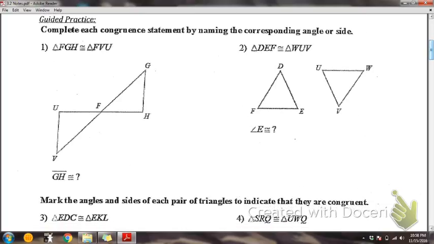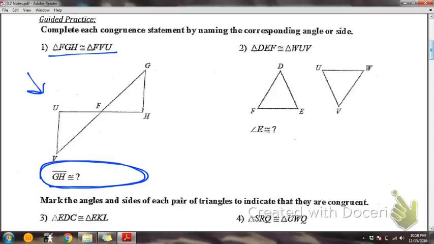So let's look at some practice problems here. It says, complete each congruency statement by naming the corresponding angle or side. So we have this congruency statement here. I have a diagram, and this is what I'm looking to fulfill. Segment GH goes with which one?